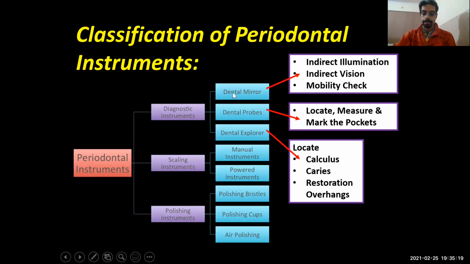Now, the dental mirror basically has the function of indirect illumination, indirect vision, and mobility checking of the tooth. Dental probes are basically used to locate, measure, and mark the periodontal pockets. The dental explorer is used to locate calculus, caries, and restoration overhangs.